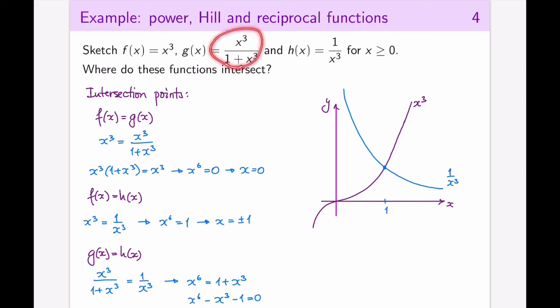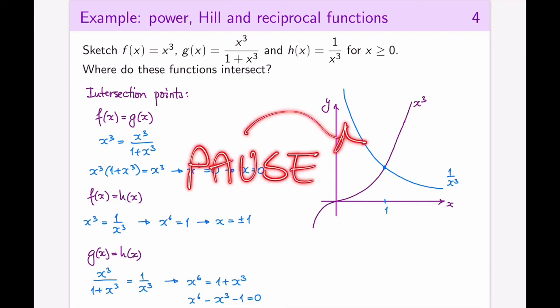Finally, I need to draw x cubed over 1 plus x cubed. This is a cubic Hill function. I encourage you to pause here and really think about how it's going to look on the graph and how it's going to interact, as per the previous slide as well. So pause the video and try to really draw this function as it fits onto this graph.